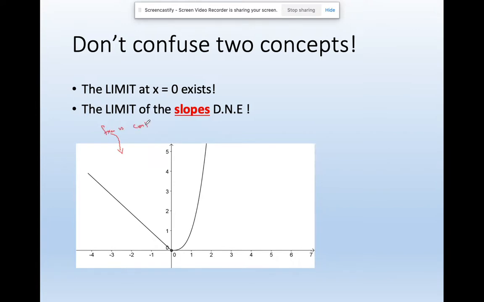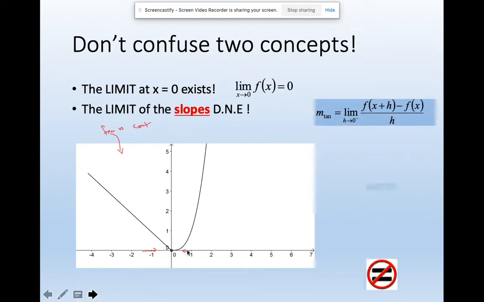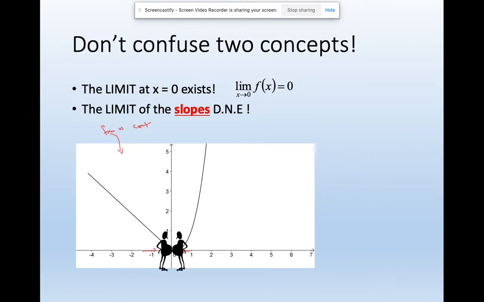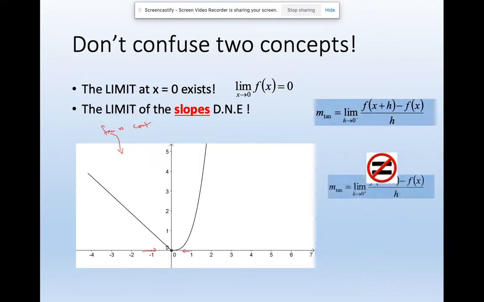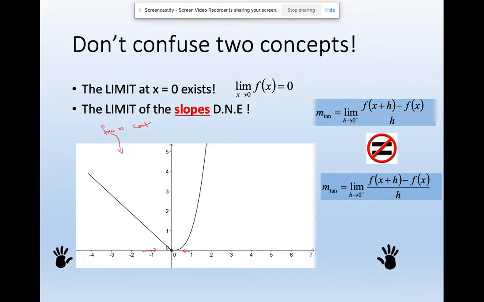So we know if you have continuity, you just plug and chug. As my domain values approach zero from the right and left, my function values are approaching the same level. That limit of the function is zero. Bumping bellies. But when I'm talking about the limit of the slopes, that's a different issue, right? The left-hand limit of slopes does not equal the right-hand limit of slopes. That's a different concept. Those two limits do not exist, therefore a unique tangent line does not exist.